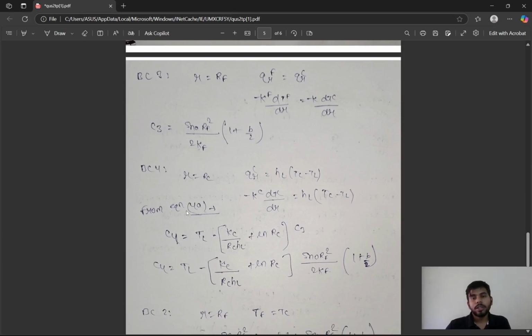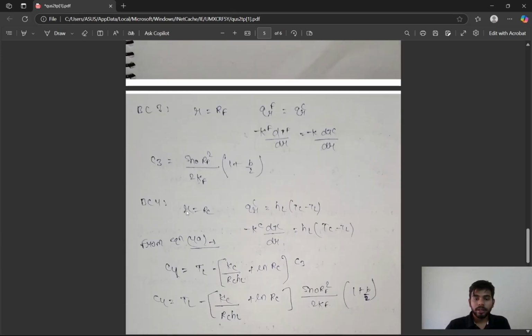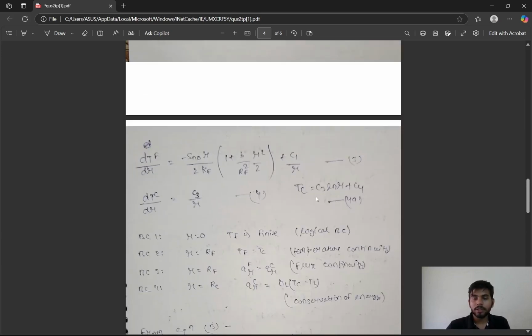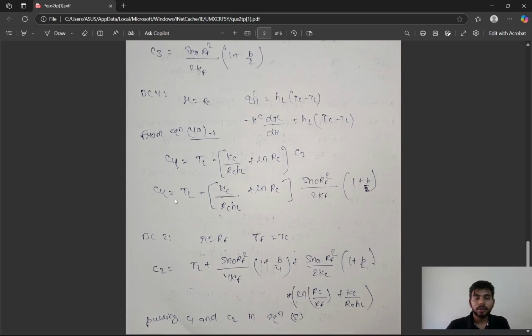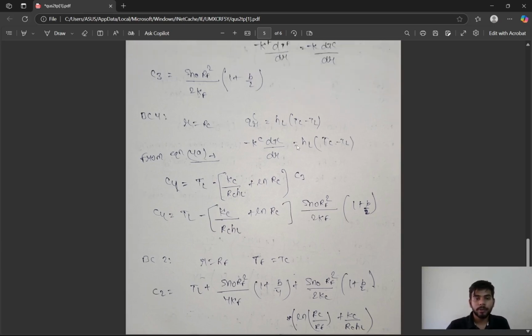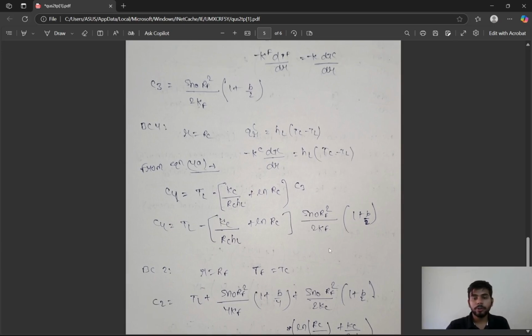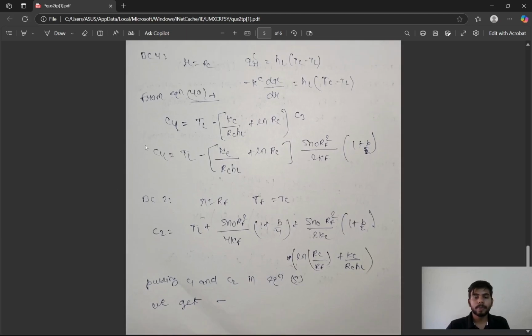Now, we can get the value of constant C4 by using boundary condition 4, which is the law of conservation of energy. So at capital Rc, we have Q at Rc equals to hL into Tc minus T infinity. So we can get the value of constant C4 from equation number 4a. You can see here equation number 4a, which is Tc equals to C3 multiplied by ln r plus C4. So we can easily get the value of C4, which comes out to be T infinity minus Kc divided by Rc hL plus ln Rc multiplied by C3. And we have calculated the value of C3 just in the previous step. So we substituted the C3 value here. So we got now C4.